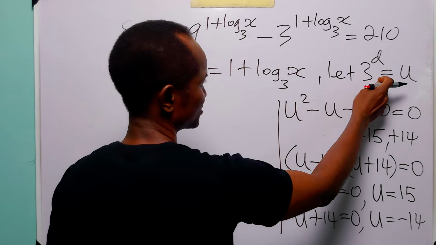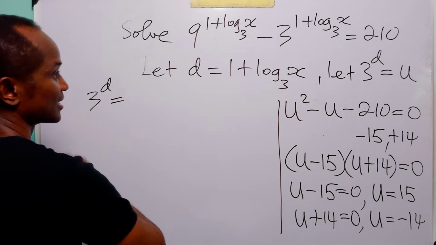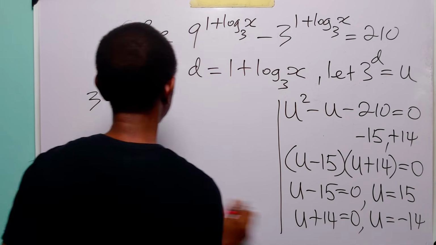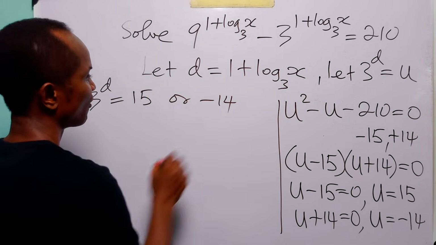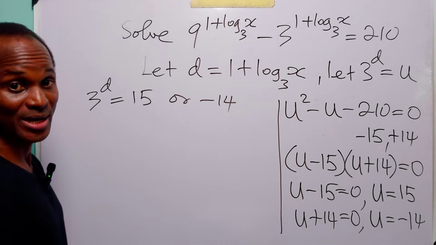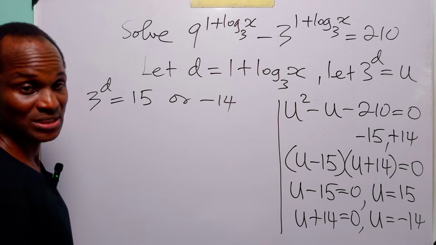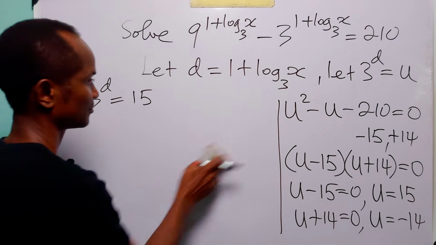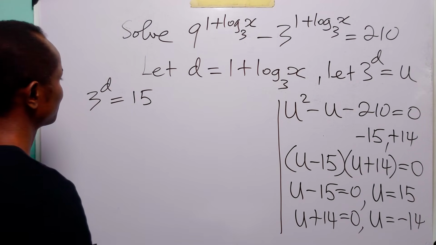Now let us go back to this substitution. We have that 3 to the power d is equal to u, and we have found that u is equal to 15 or minus 14. So this is equal to 15 or minus 14. But we know that when d is real, 3 to the power d can never be equal to minus 14. So this result is unacceptable. And we have that 3 to the power d is equal to 15.